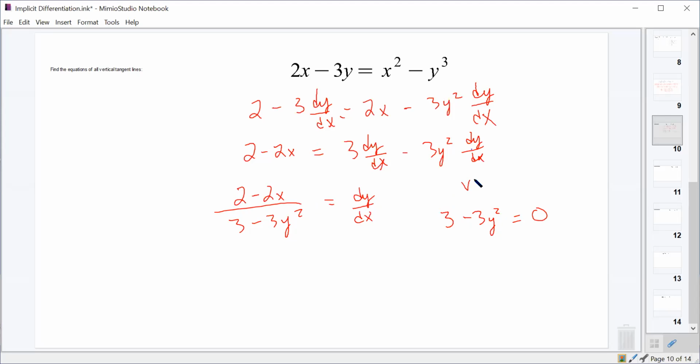This would be vertical tangent lines when dy/dx is undefined. So we just solve this. That gives us y squared equals 1, right? Or y equals positive or negative 1. So that's telling us y values at which we have a vertical tangent line. Well, vertical tangent lines, what do their equations look like? Or any vertical line for that matter.